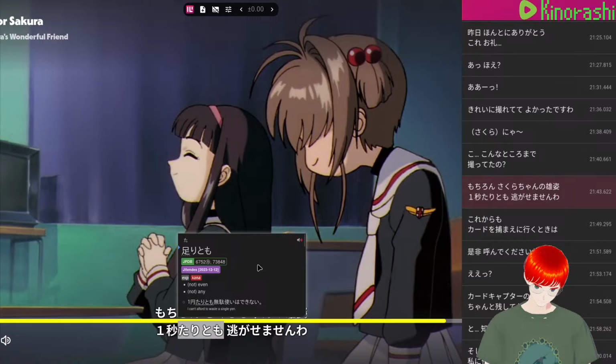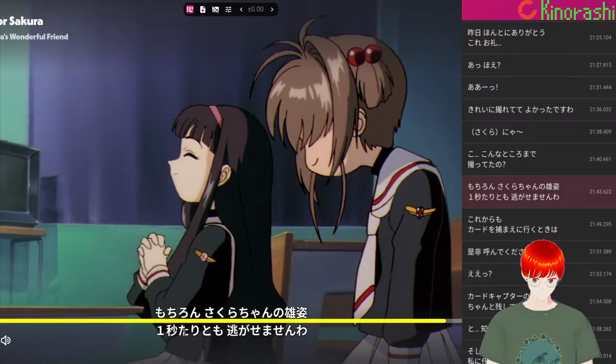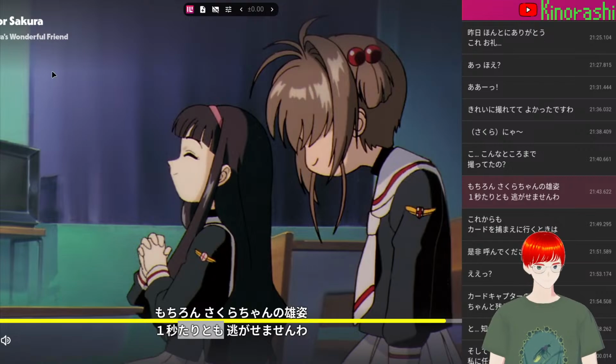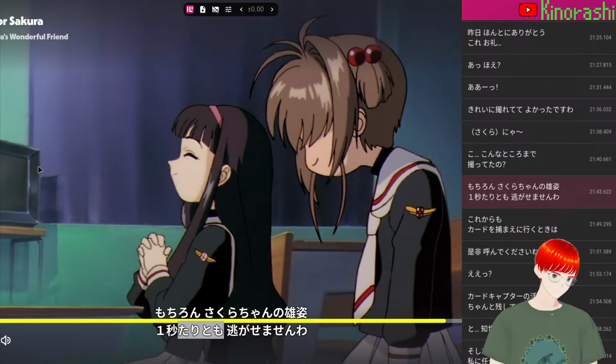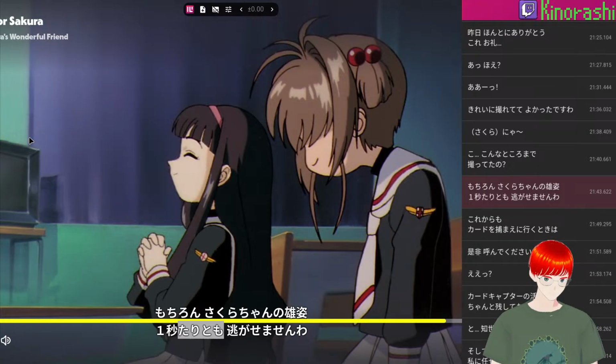Oh, okay. This might be an expression that's only used with negatives, the fact that they're using it this way. Tari tomo. It's an expression. That's what the expression's made from. Taru, to be sufficient. Tomo. Oh, could these be the particles to and mo? Certainly, of course.